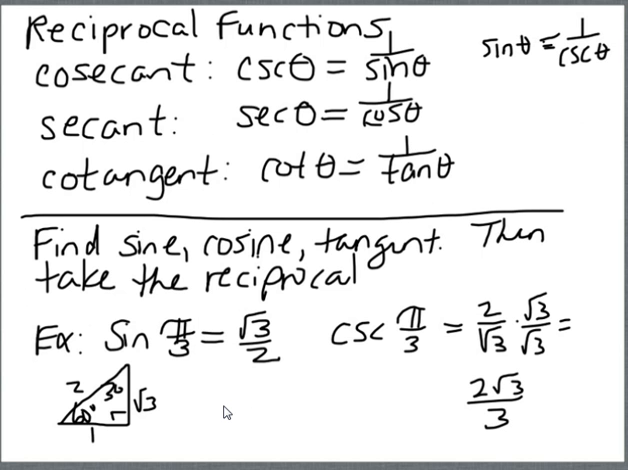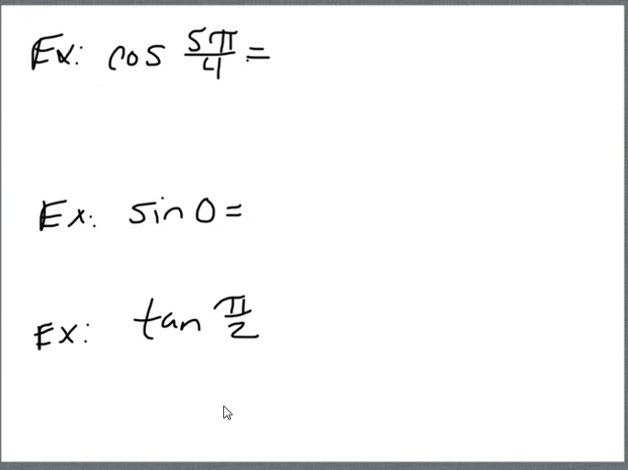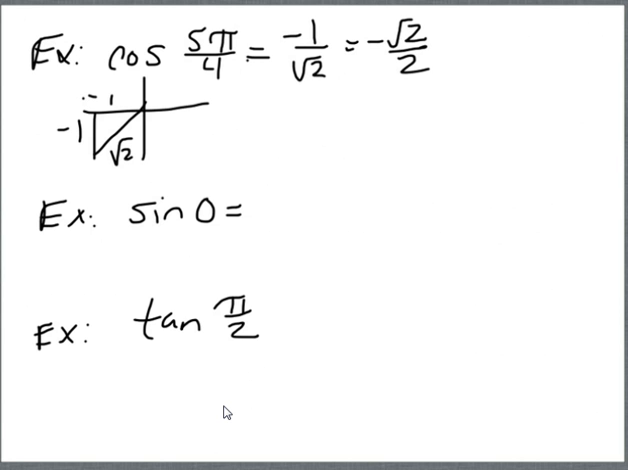Let's look at another example. Cosine of 5 pi over 4. Well, 5 pi over 4 is in quadrant 3. It's a 45-degree angle. So we have 1, 1, square root of 2. And both of those are negative because we are in quadrant 3. So cosine of 5 pi over 4 is negative 1 over square root of 2, or negative square root of 2 over 2. However, when finding the reciprocal, it's probably easier to use this form because secant of theta is just negative square root of 2 over 1, or negative square root of 2.